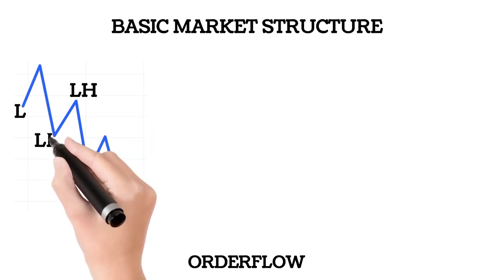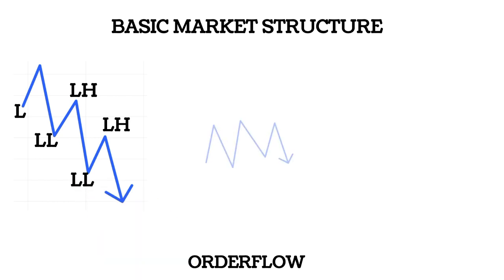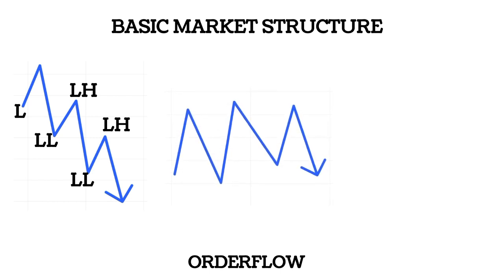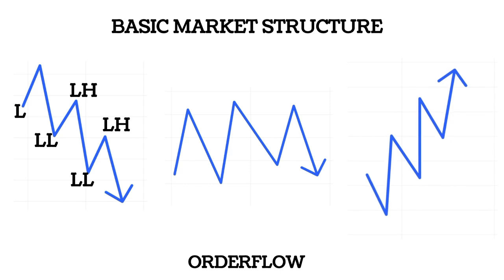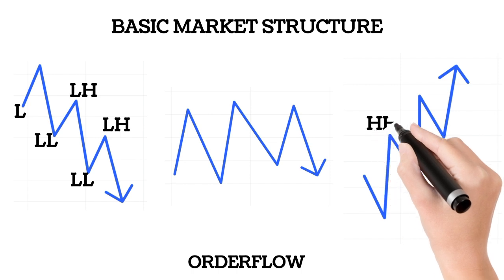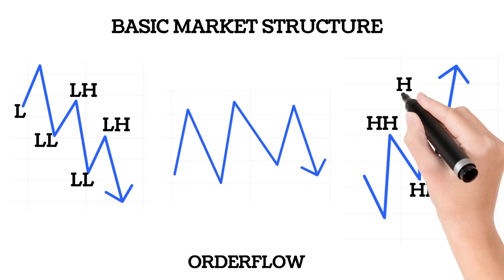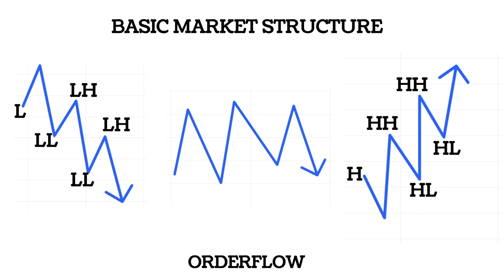And the second structure is when the market is consolidating. That is when the market is ranging, not giving you a specific direction as to whether it's going up or going down. And the third structure is where we see the market moving on a bullish trend. That is where we see a series of higher highs, higher lows, higher highs, higher lows. So the first high you want to work with is called a high, and then we have a higher high and a higher low, and it forms like that.